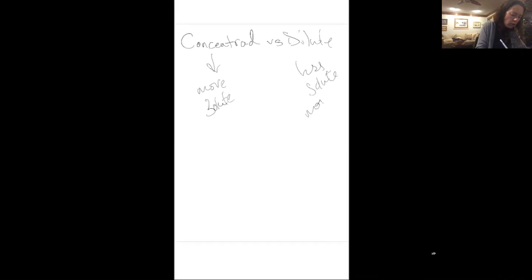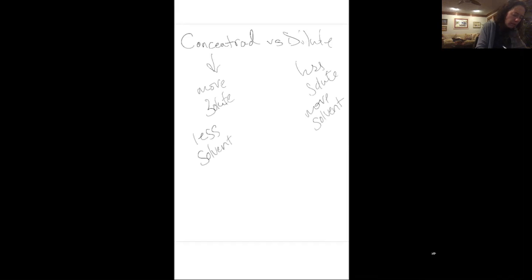And just to finish this up so that I try to cover everything that you're going to see on your work: concentrated versus dilute. Yeah, you know that, I'm sure. More solute, less solute, more solvent. And this is all relative, guys.